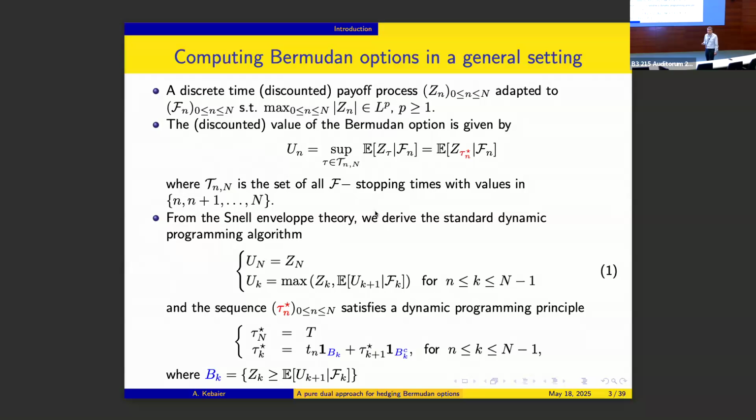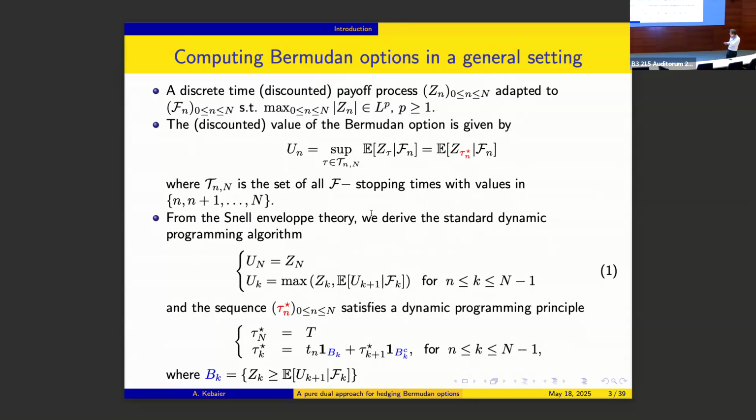Of course, this is the discrete version of the American option, because American options are known to give you the right to exercise at any time between 0 and capital T. Here we fix some time grid. I am going to assume that tau star n is the optimal stopping time, the one maximizing this expectation. If you know it, then you can simply run a Monte Carlo on this expectation and you get your American price.